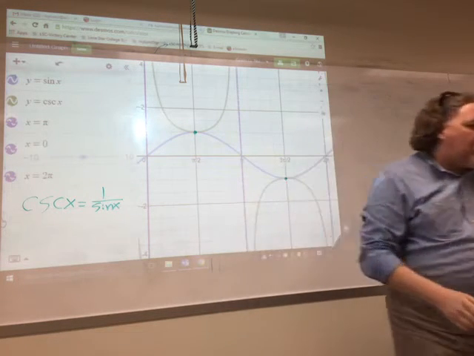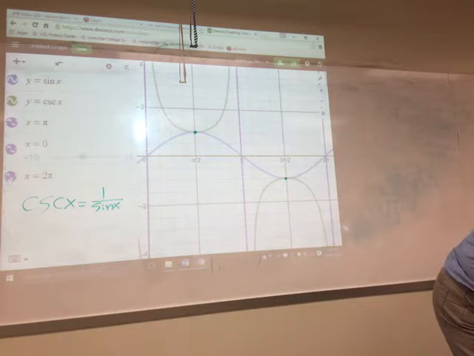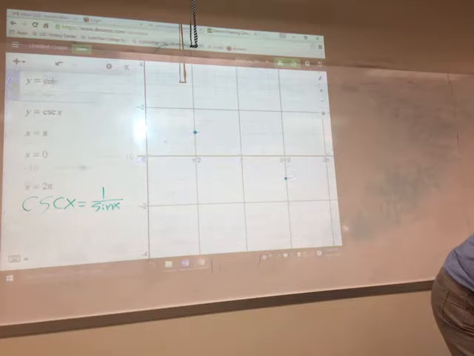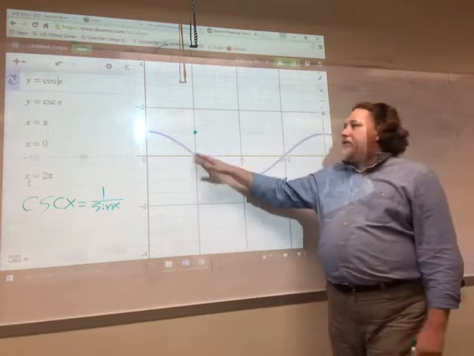Now, what if I were to change this out a little bit? Let's turn these off. And let's turn sine into cosine. Okay, so now we have a graph of cosine.